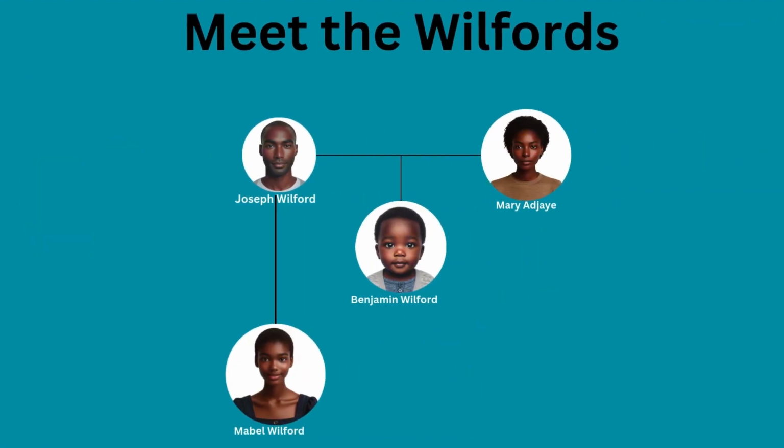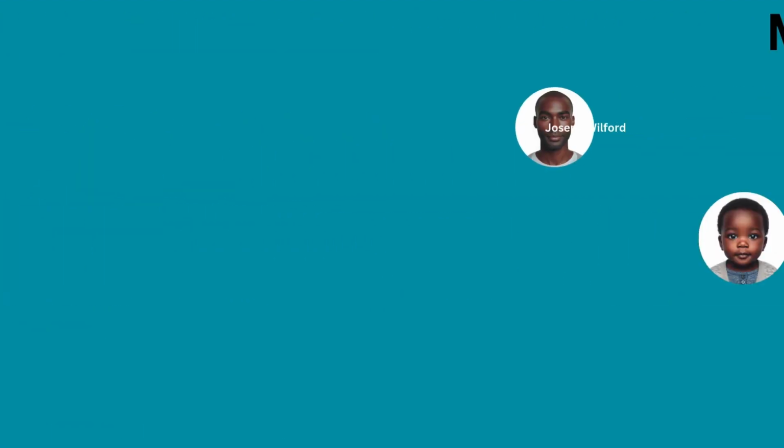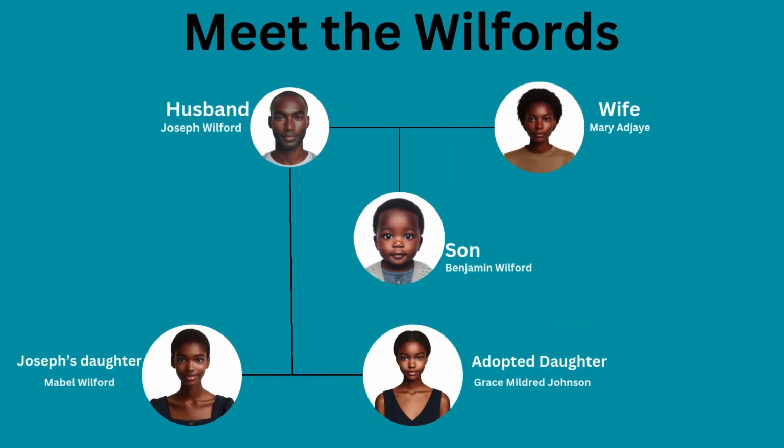And Joseph has a daughter that he brought into the marriage. Her name is Mabel. Joseph also has adopted his late sister's daughter, who is Grace Mildred. So all together, they are a family of 5.